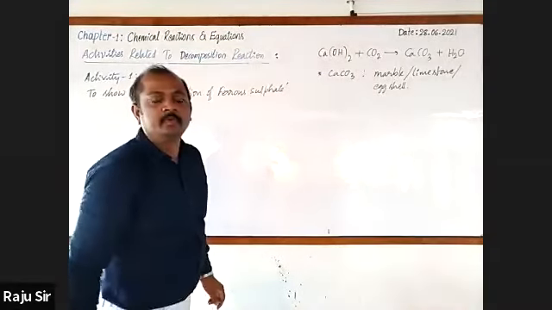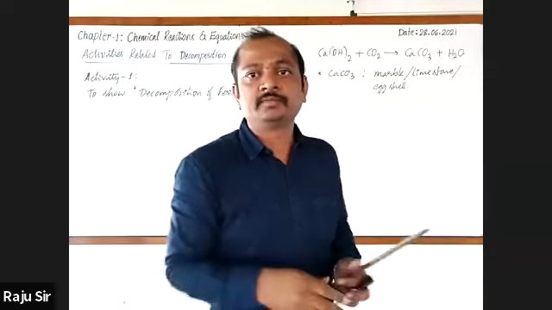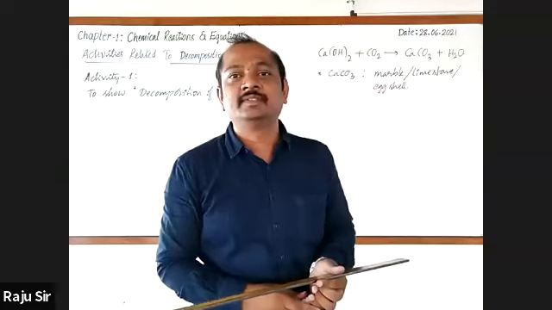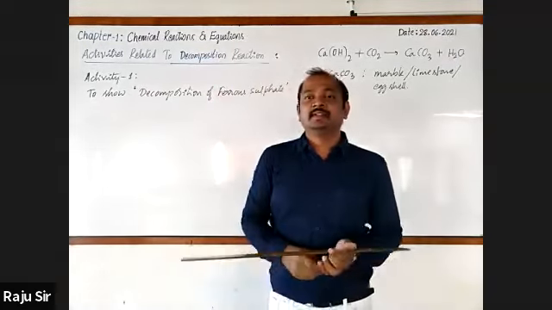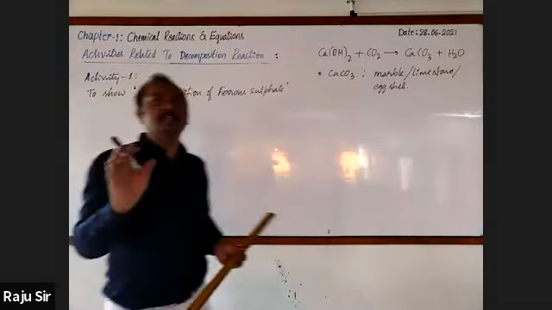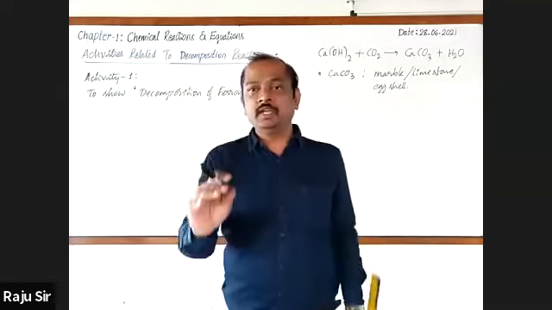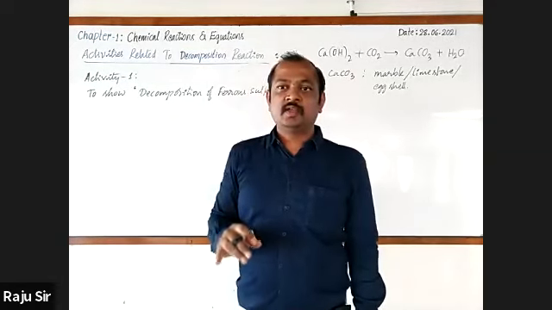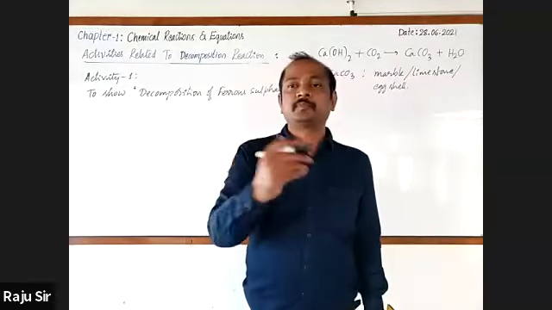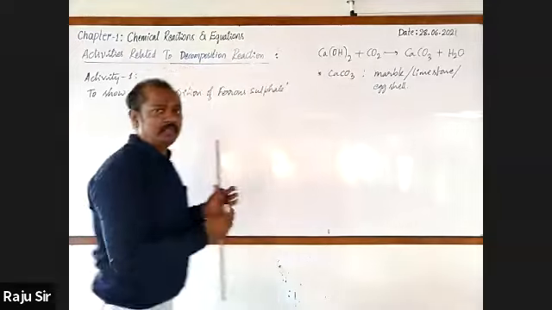Here also we'll take some of the materials and arrange them. For decomposition of ferrous sulfate, we need some materials. Materials are, obviously, some crystals of ferrous sulfate, then we need a test tube. We need a boiling tube. We need the Bunsen burner as well. Then a test tube holder.